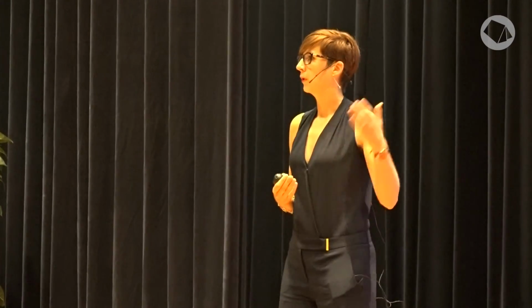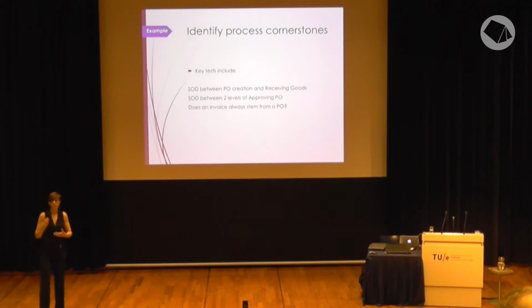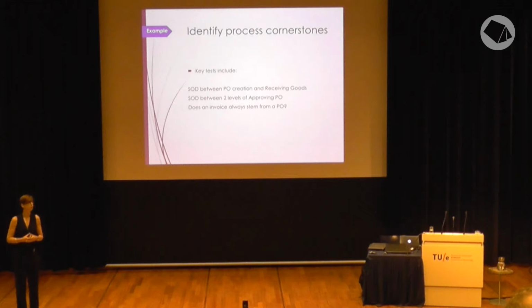The key tests that were identified, it's a fictitious example by the way, are, for example, to check segregation of duty between the activities PO creation and the receipt of goods, and a segregation of duty between 2 levels of approvals of the PO. And if there is an invoice, is there always a preceding purchase order? Those 3 might be the 3 main tests that this internal auditor has in mind, like, okay, at the end of this process mining analysis, these are the tests that I at least want to have a clear answer on.